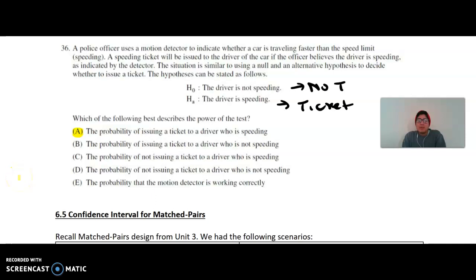Okay, so hopefully you were able to obtain this answer. There is power in rejecting a false claim. So here, we believe the driver is speeding when in fact they actually are speeding, thus we issue a ticket and the correct consequence. So that's just some examples there of powers and errors that you might see in the multiple choice section, as well as potentially some FRQ questions. So good luck.